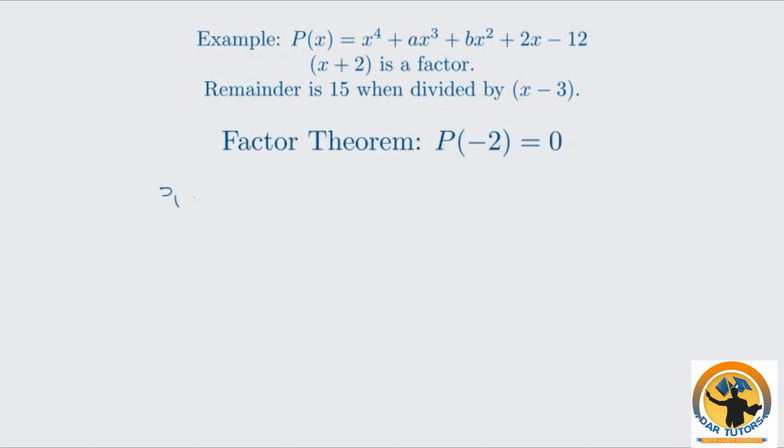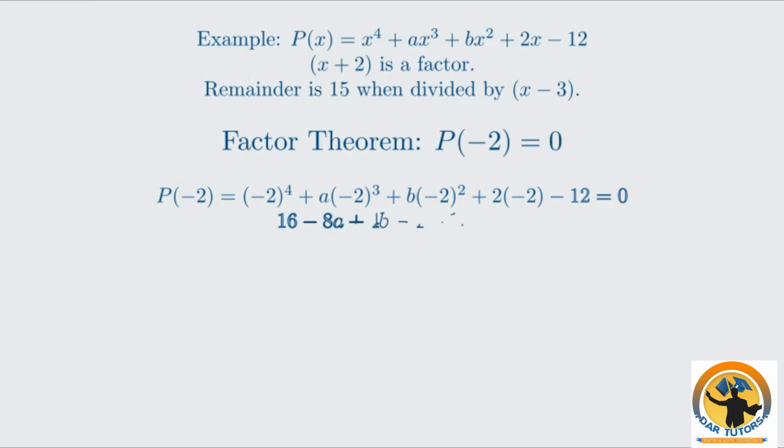First, the factor theorem. Since x plus 2 is a factor, p of negative 2 must be 0. Substituting negative 2 into the polynomial gives 16 minus 8a plus 4b minus 4 minus 12 equals 0. This simplifies to negative 8a plus 4b equals 0, or negative 2a plus b equals 0. This is our first equation.